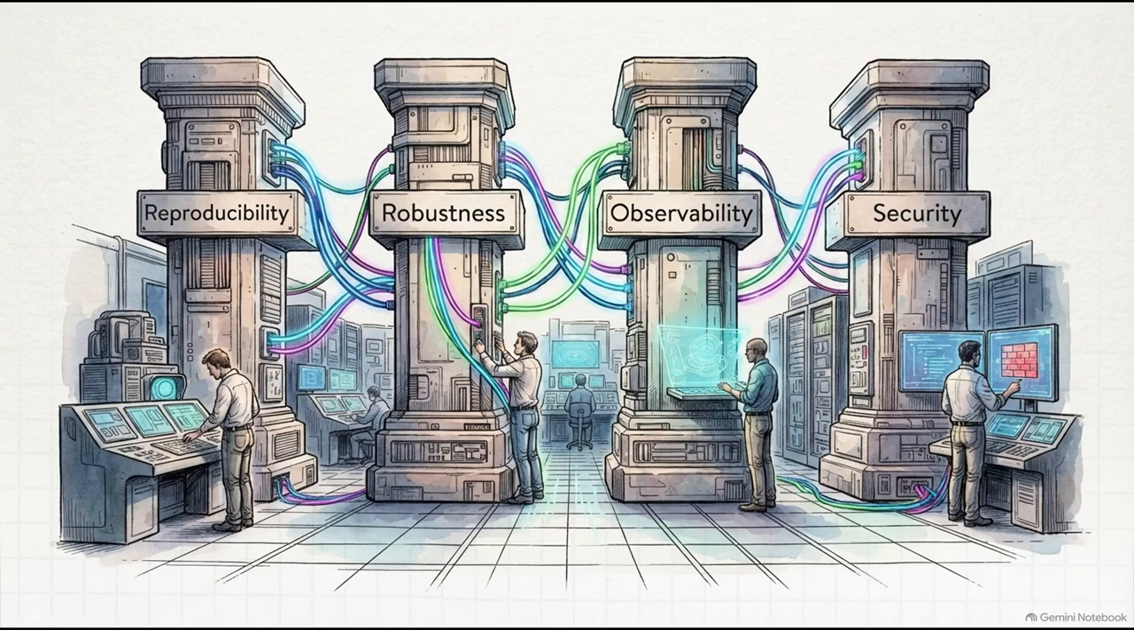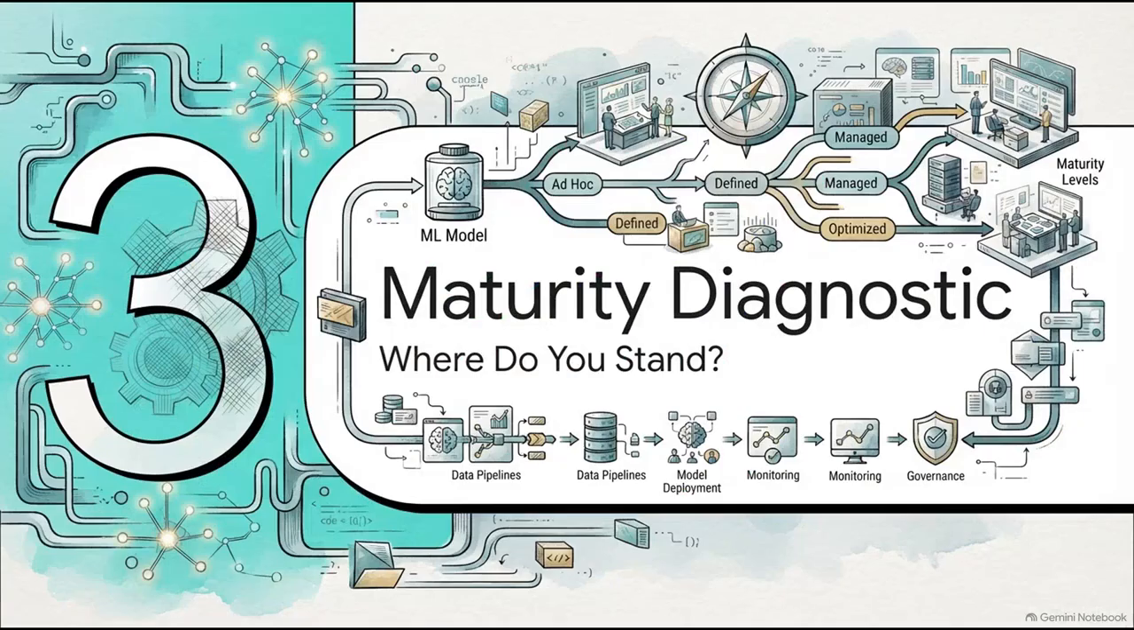And fourth, security and compliance, embedding governance at every single pipeline stage, not just kind of bolting it on at the end. These core disciplines rely heavily on pipeline automation and model registries, and they simply cannot be delegated to data scientists. All right, Part 3, the maturity diagnostic.